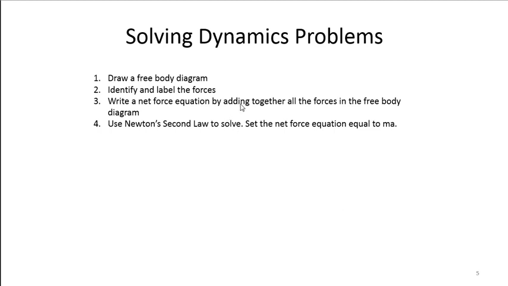And remember, when we add them together, we don't just add their magnitudes. We have to look at the direction that the forces are acting on the object and add them together correctly. That means adding all the x components together and separately then adding all the y components together. Then we'll use Newton's second law, F net equals ma, to solve for whatever is unknown.